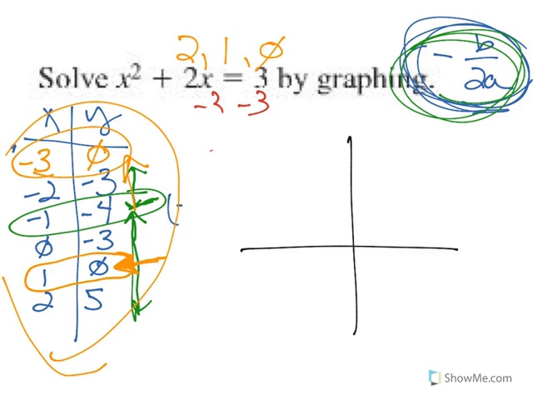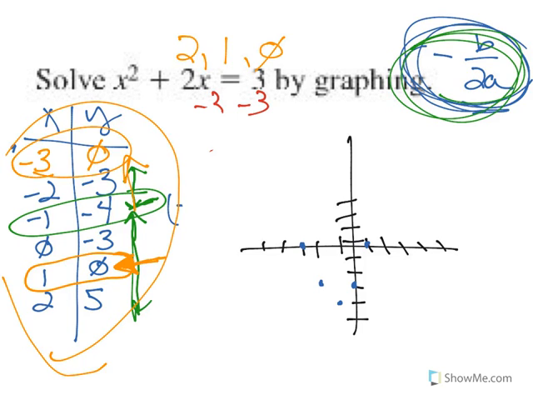There's our graph. Okay, so let's put these points on a graph. So -3, 0, -2, -3, oops, -1, -4, 0, -3, and 1, 0, and then let's put the 2, 5 on there just because we can. Okay, so there we have a parabola, kind of lopsided because my graph is lopsided.